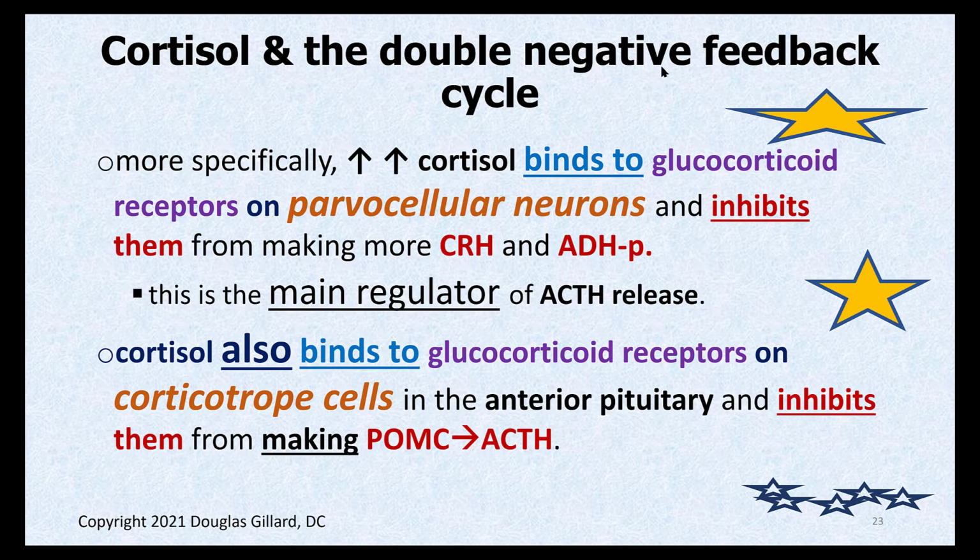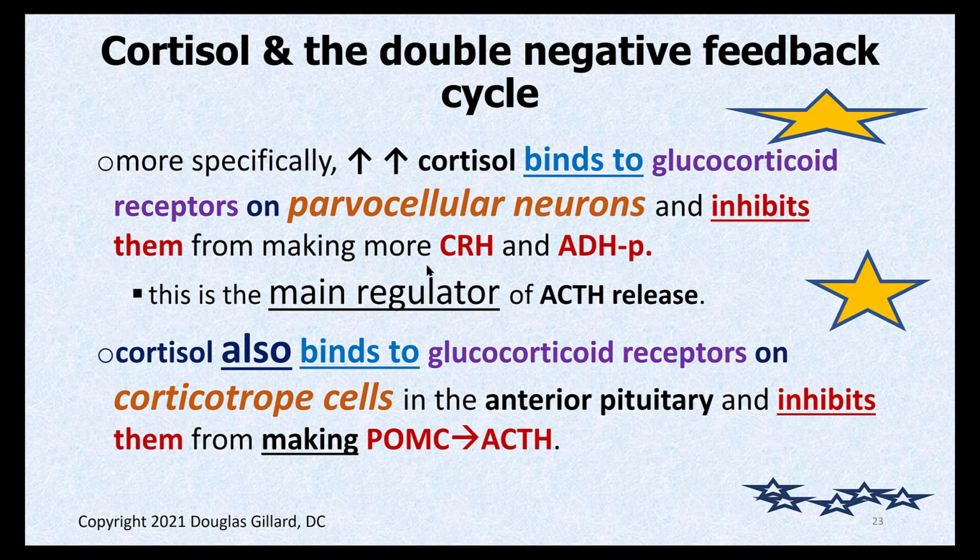Double negative feedback, kind of everything I just said. If cortisol increases too high, it can bind to glucocorticoid receptors on the parvocellular neurons and shut down the production of CRH and ADH-p as well, shuts them off. This is the main regulator of ACTH, parvocellular neurons binding to cortisol.